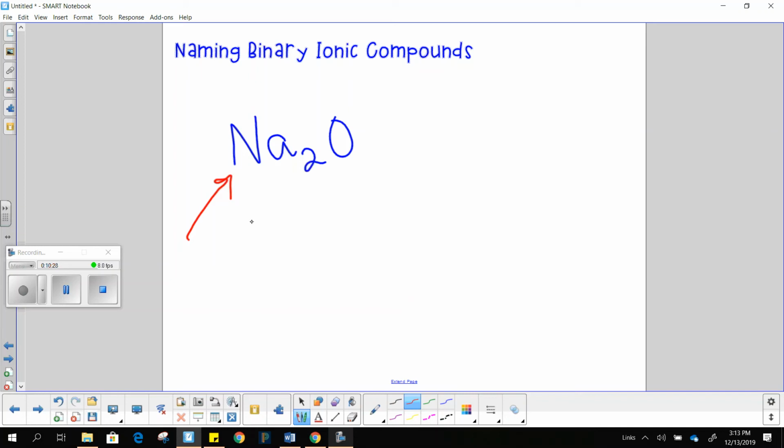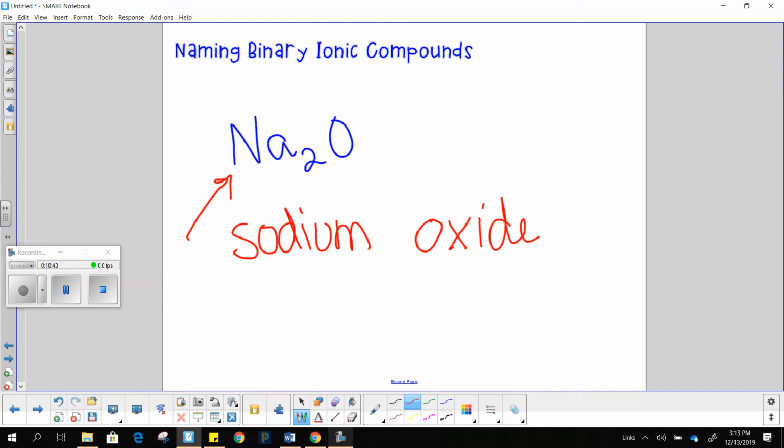The only thing I have to do here is name the first one, so I would write it as sodium. And then I take the second one, which is oxygen, and I change the ending to IDE. It takes a little getting used to, but it becomes oxide. For example, if this was phosphorus, instead of saying phosphoride, it's just phosphide. There are a few of them that you kind of have to get used to seeing.